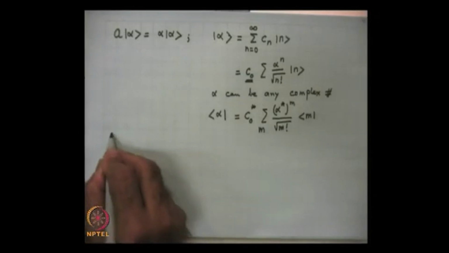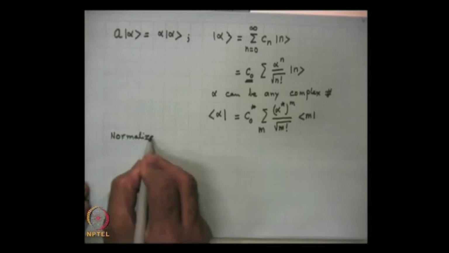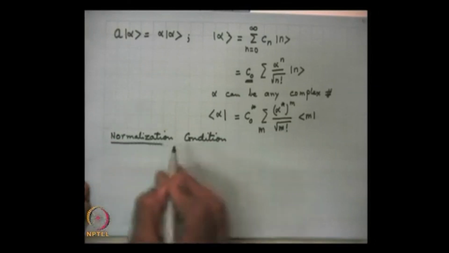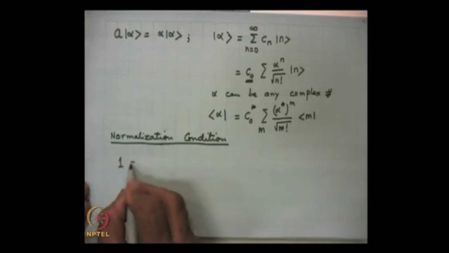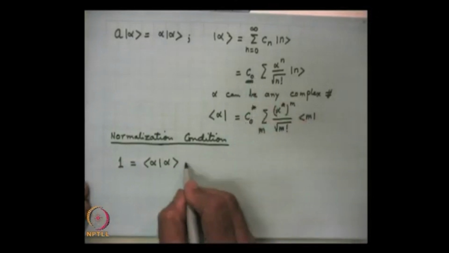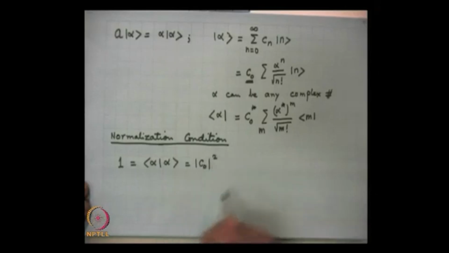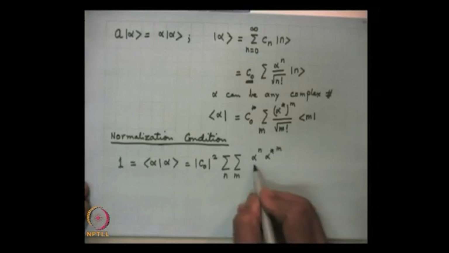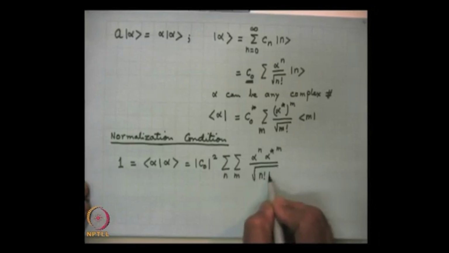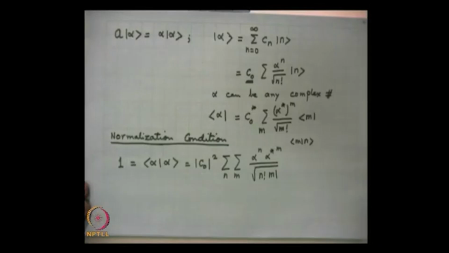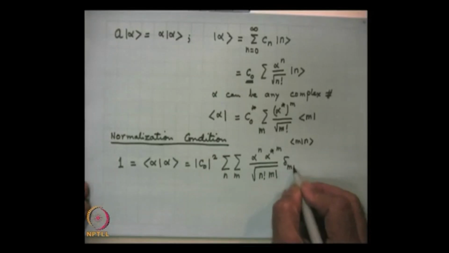So, I have the normalization condition, which will lead to 1 is equal to bra alpha ket alpha, which is C 0 times C 0 star, C 0 mod square, double summation over n and m, alpha to the power of n, alpha star to the power of m, divided by square root of n factorial m factorial, and here will come bra m ket n, and that we know is the Kronecker delta function delta m n.